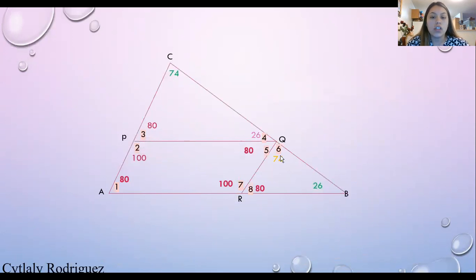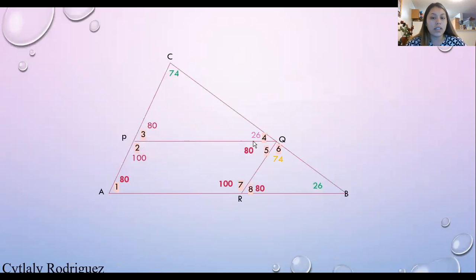So right here, we have to find the measurement of angle number 6. We know that it's the same measurement as C, because A and C are in the same line, and R and Q are the same line. So it's congruent to each other. So it'd be 74.